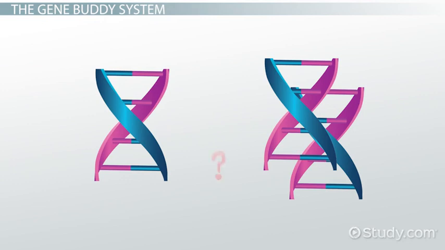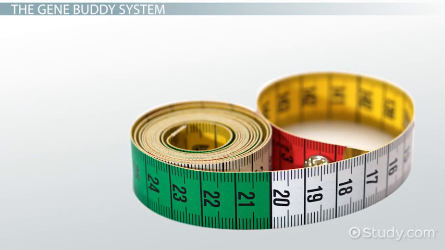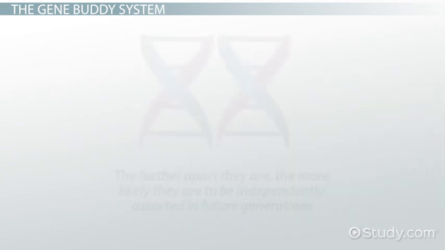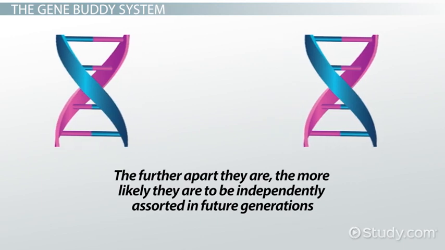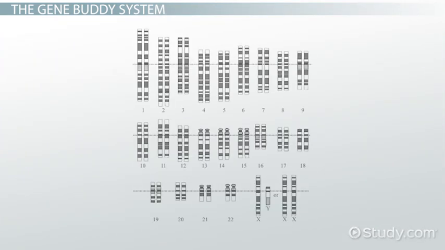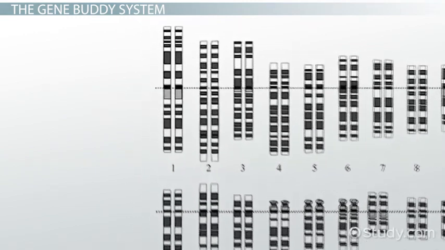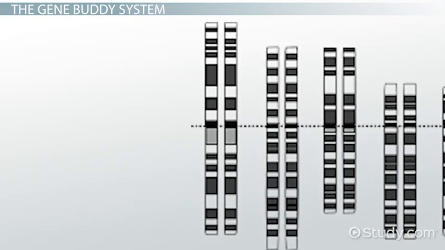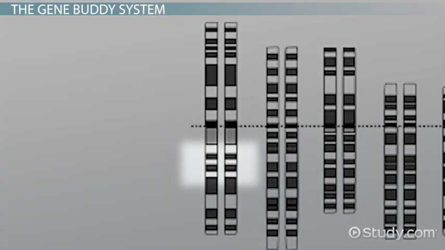How do we know which genes are independent and which tend to stick together? The frequency of independent assortment can be determined by measuring the gene locations on the chromosomes. The further apart they are, the more likely they are to be independently assorted in future generations. The following is a map of human chromosomes. The location of different genes is shown as the different bands on each chromosome. The closer they are together, the more likely they are to stick together during crossover and form linked genes.